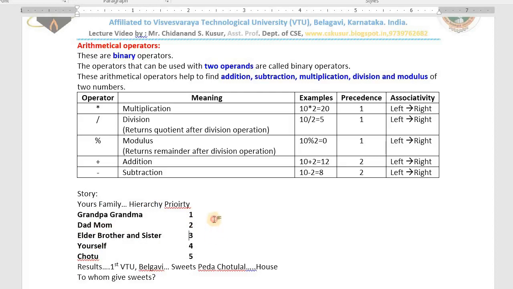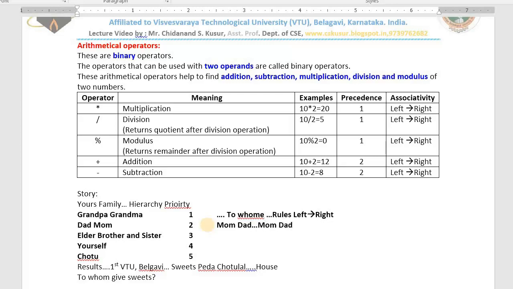But one more confusion. You entered the house and grandpa and grandma are both standing. To whom do you give first? Again you have to follow one rule there. Who is standing at the left side first? You have to follow left to right associativity. And dad and mom both are standing. To whom do you give first? Who is standing at the left side first? Assume that mom is standing on the left, dad is standing on the right side. Then first give to mom, then give to dad.